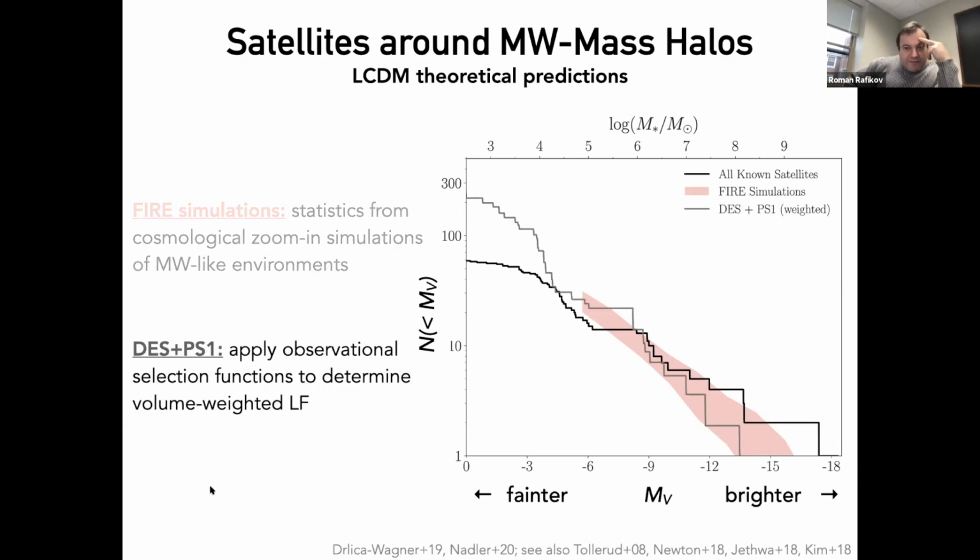So it looks like we have over-discovered the brighter galaxies from this plot compared to the expectations from the Dark Energy Survey and Pan-STARRS 1. Is my understanding correct here?